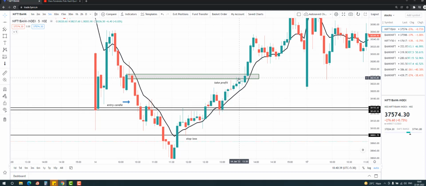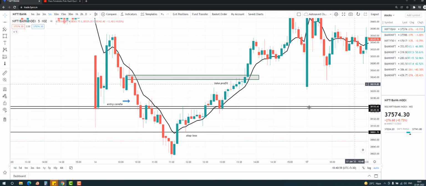Okay, so now this is the second opportunity. It is trading above the 9-period moving average. Point number one, that is correct. The second is the 9-period moving average should be at 45 degrees. This is an important point which traders miss. How you enter the candle, that's more important.